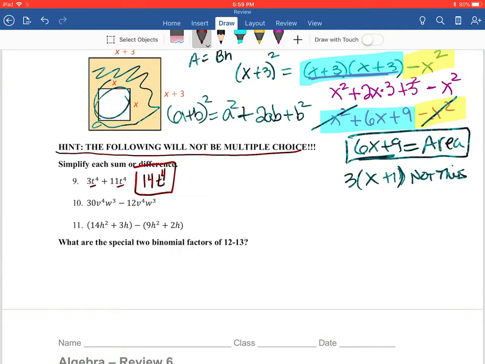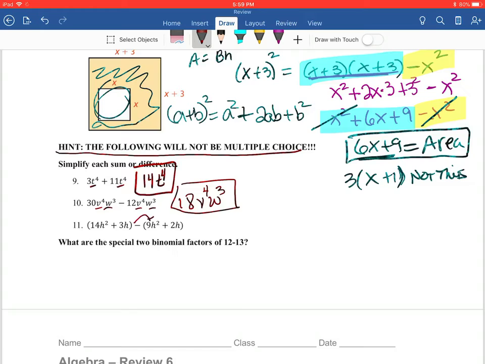Number 10, we're going to do the same way. We have same base, same exponent. So we're just going to perform the operation with the coefficients. So I'm going to take 30 minus 12, which will give me 18. I'm going to keep my variable v, and it's going to keep my exponent 4th, and then w, keep that variable, and then keep my exponent to the 3rd power.